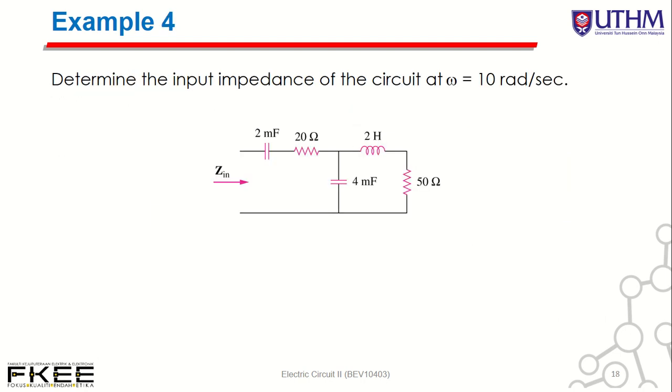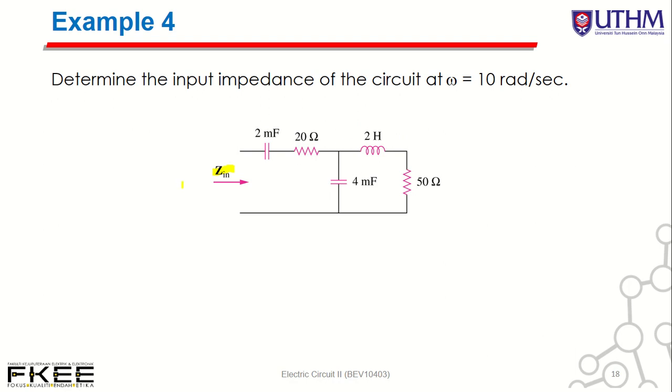Okay, look at the next example. Determine the input impedance of the circuit at omega equal to 10 radian per second. This is the time domain circuit, because C is in millifarad and L is in Henry.